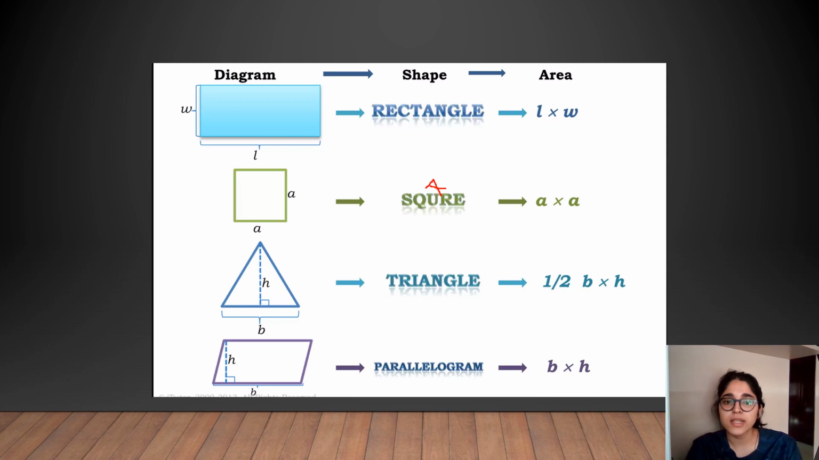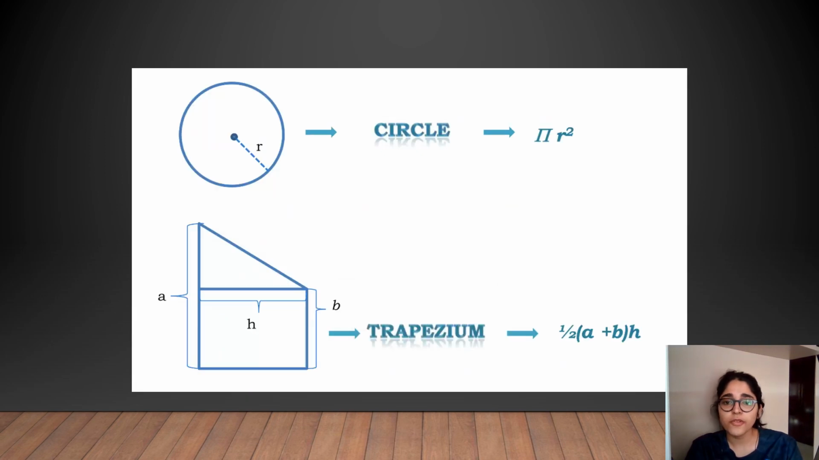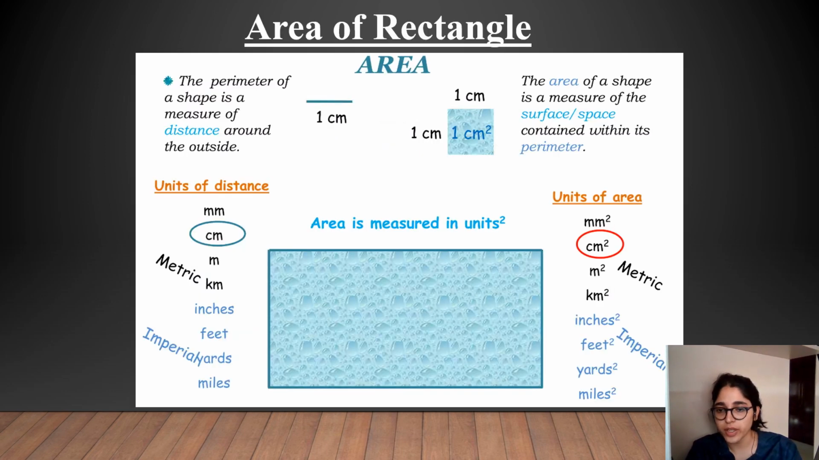For a triangle, it is half into breadth into height. And for a parallelogram, it is breadth into height. For a circle, we have the area as pi r square, and for a trapezium, we see that it is a rectangle and we also have a triangle. So therefore, we get the value as half into a plus b into h.